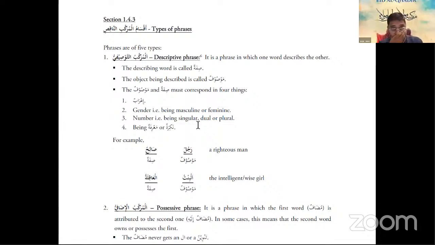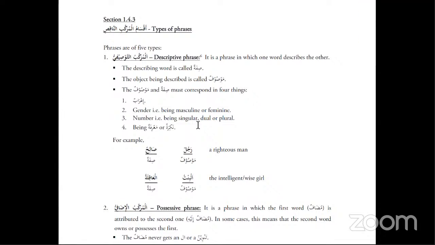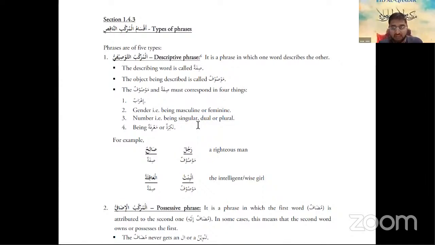The mawsuf and sifa must correspond in 4 things. Okay, these are the things. Adjective and predicate. The adjective follows the noun which is qualified for a description. It follows in these 4 things. I'rab. What does it mean? If it comes with dhamma tanween, fatha tanween, or kasra, whatever i'rab it becomes, it follows each other.